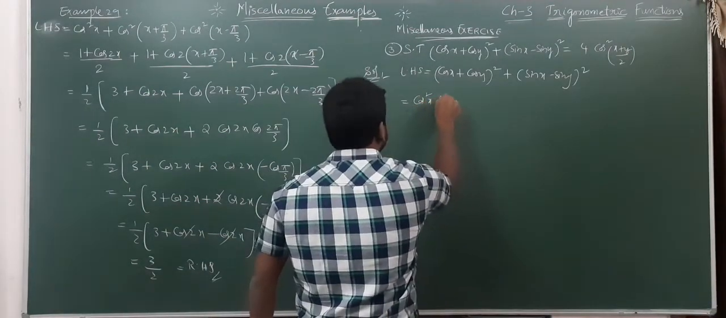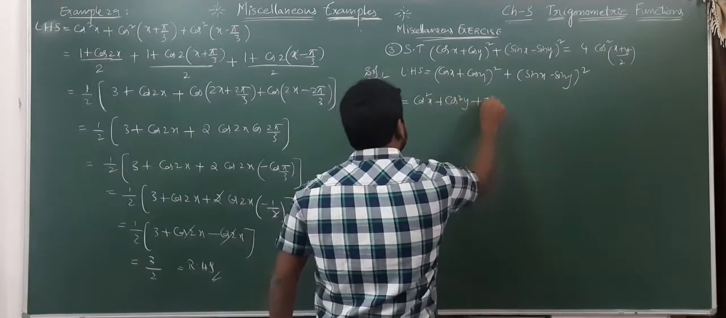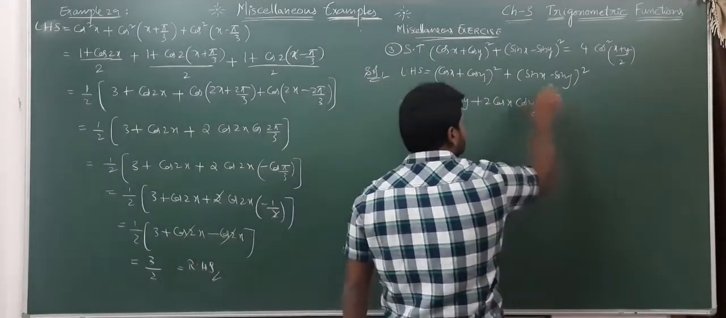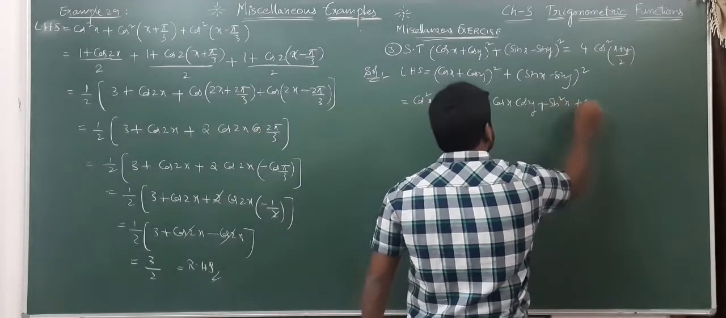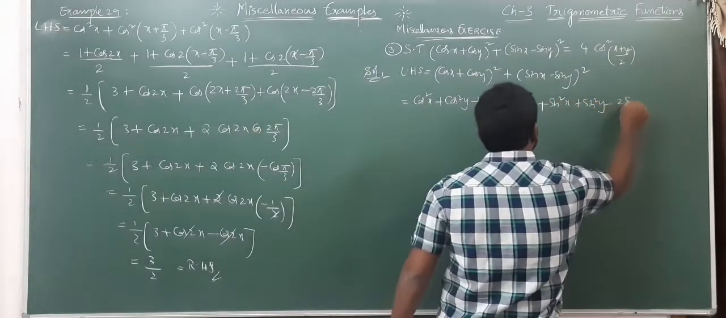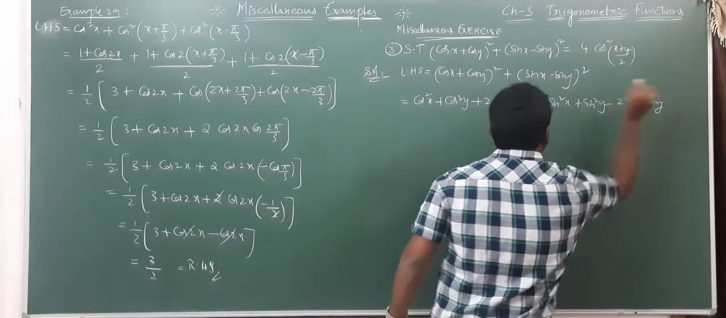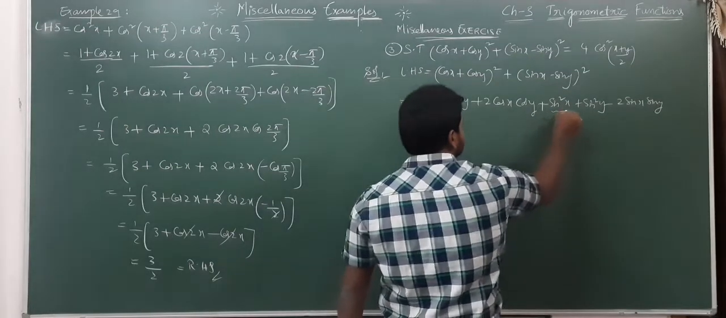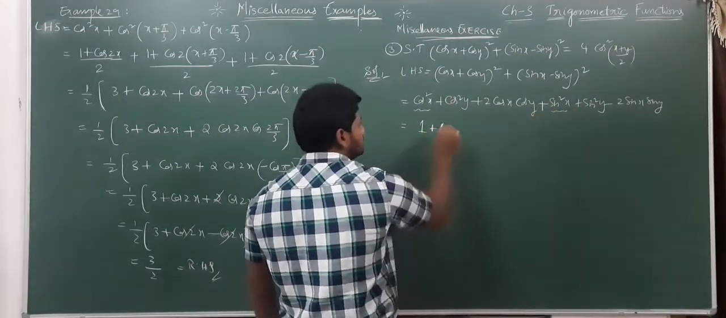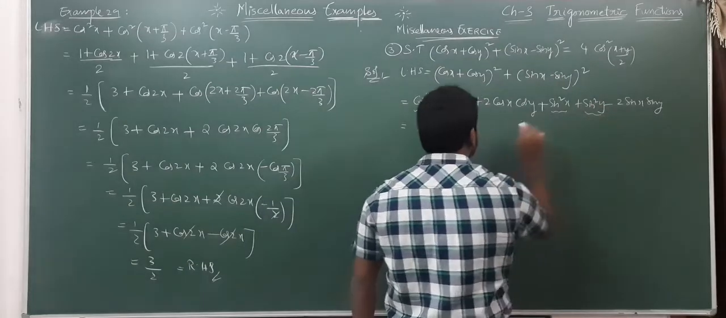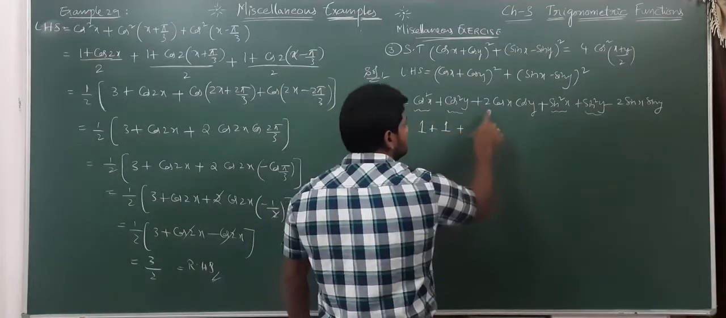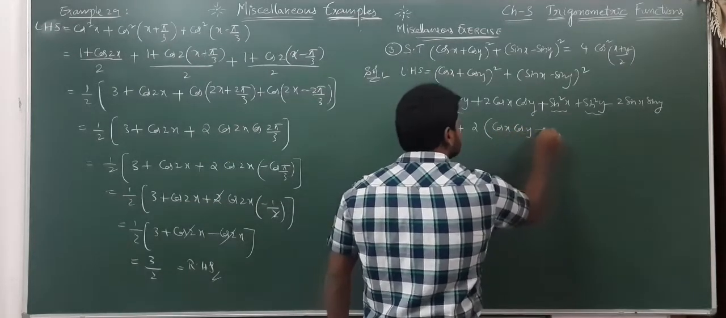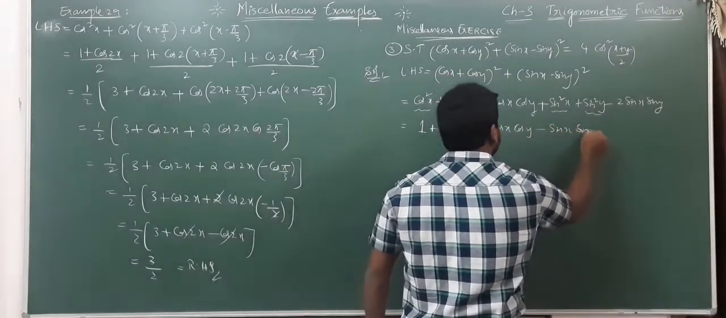This is cos square x plus cos square y plus 2 cos x cos y, the (a plus b) whole square formula. Next, (a minus b): sin square x plus sin square y minus 2 sin x sin y. Now, this is cos square x, this is sin square x, the value is 1. Plus this is cos square y, this is sin square y, again the value is 1. From these two, if you take 2 common, it will become cos x cos y minus sin x sin y.